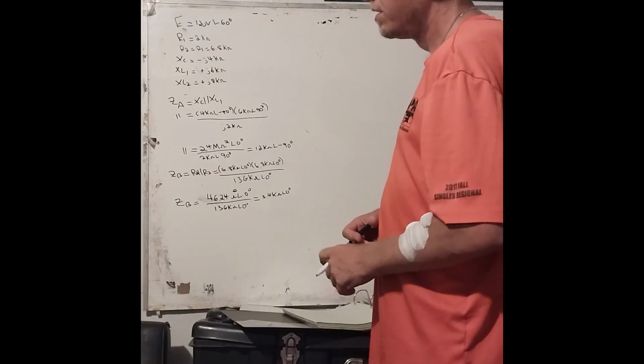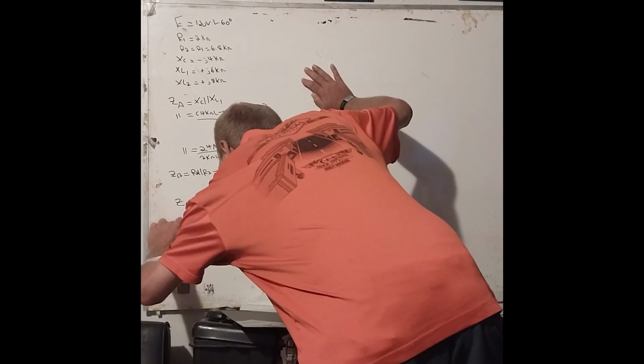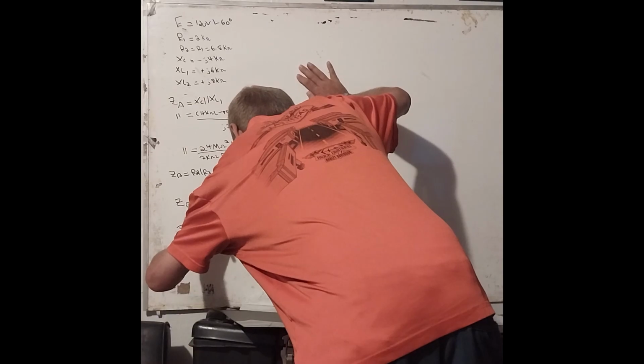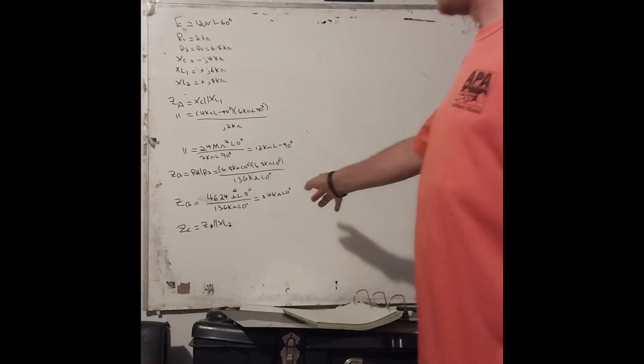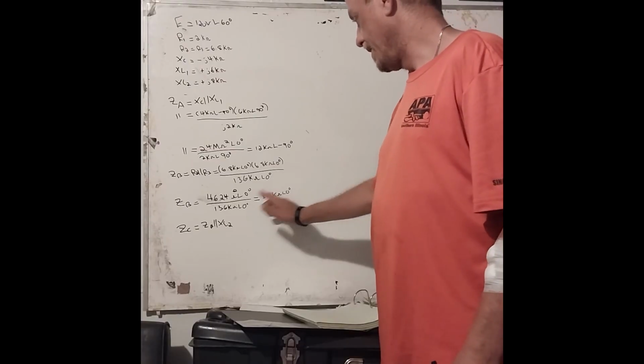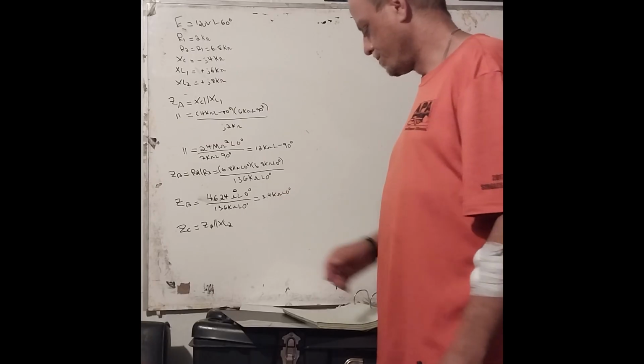Z sub C is another parallel combination. Is Z sub B in parallel with X of L2. Now we know what to do here. Z sub B is simply this value at 0 degrees. And since we're going to add it to, we know what this value is in rectangular form and polar form. This is great.